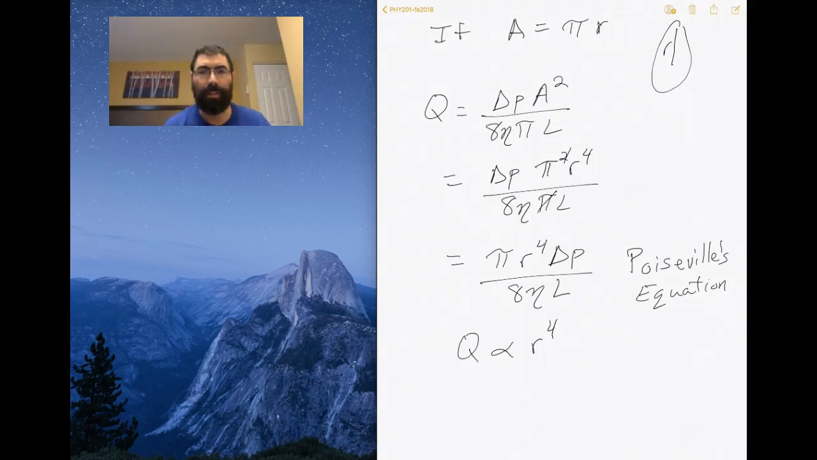You could shorten the length, and that would increase your flow rate, but a lot of times that's constrained by the problem. Or you could change the fluid. You could change to a fluid which has a lower viscosity, and then the fluid is going to flow much more quickly. So the thing that has the most dramatic effect is changing the size of the area, changing the radius, or in this case, since we're using a circular area, changing the radius, because it goes as a factor of r to the 4th power.